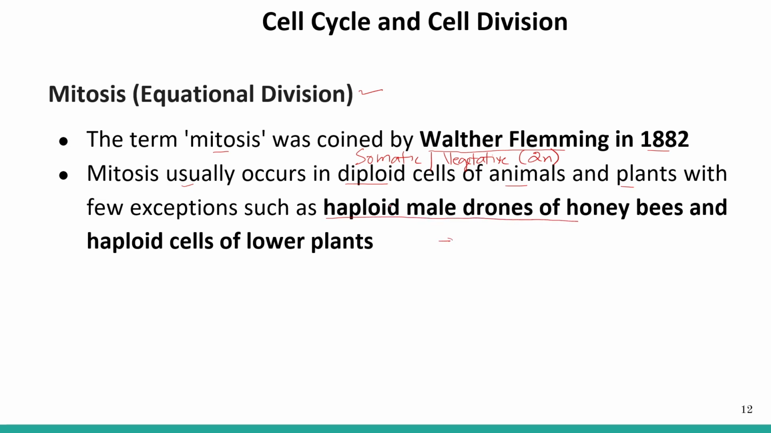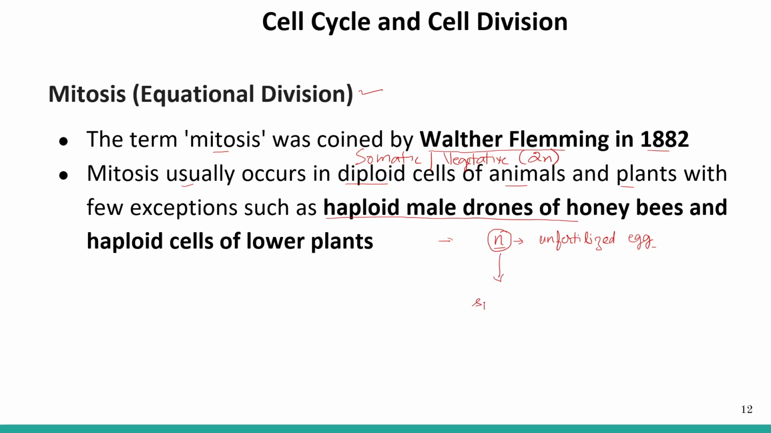So what are haploid male drones of honeybees? They contain N, one chromosome set. Why? Because they are formed from the unfertilized egg. This process is known as parthenogenesis.